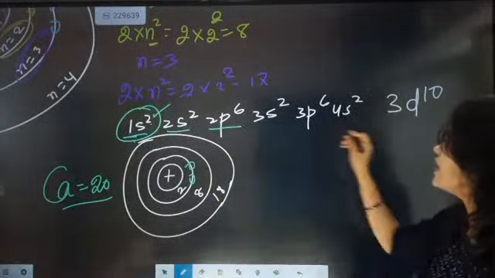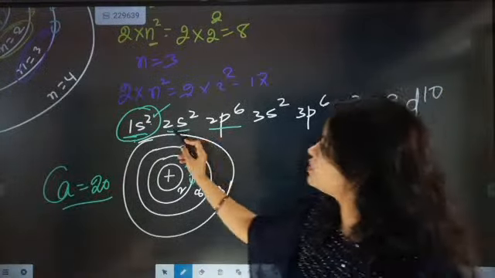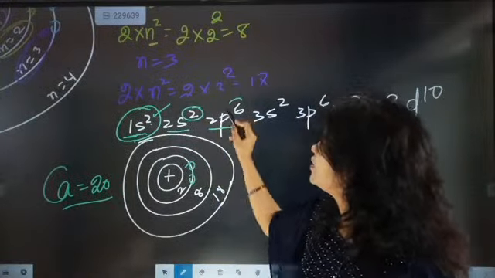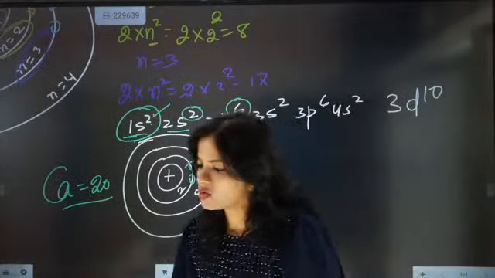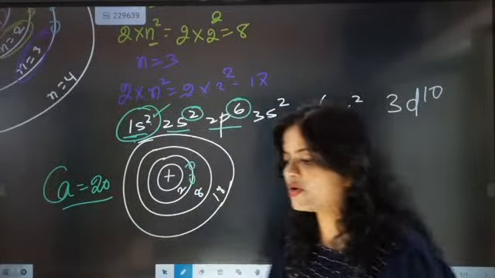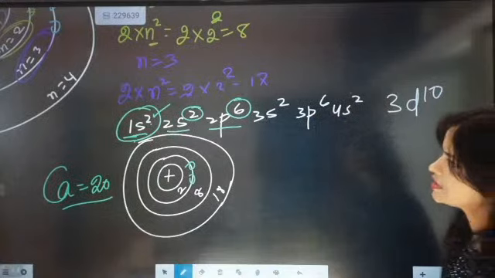Can you see 2 in any other place? No. Now count how many electrons are there. 2 plus 6. Count how many electrons are there. Come on, quickly do it. Count how many electrons are there.